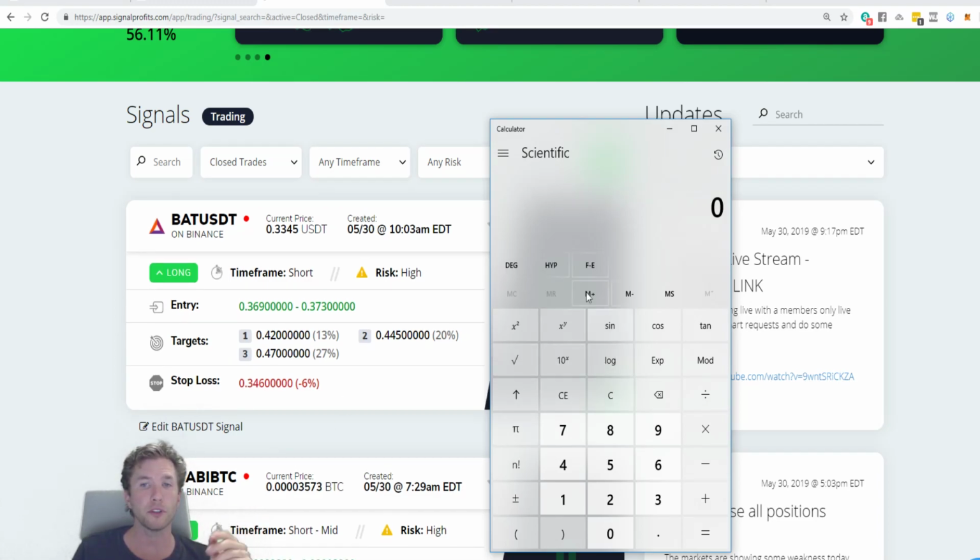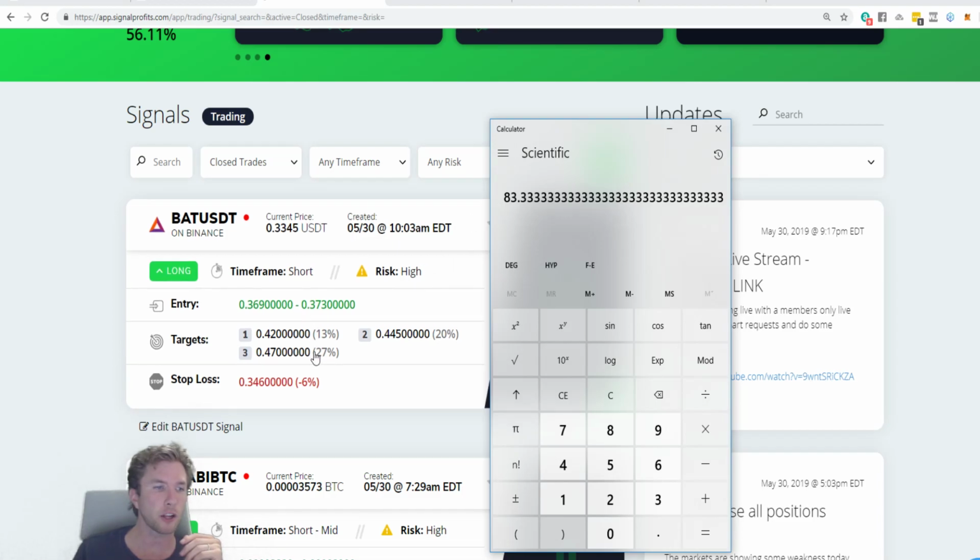If you want to reduce that even more, so if you want to use 0.5% risk, 1,000 times 0.005. So you're going to risk $5, then you divide that by 0.06, so 6%. So you're going to use an $83 position.